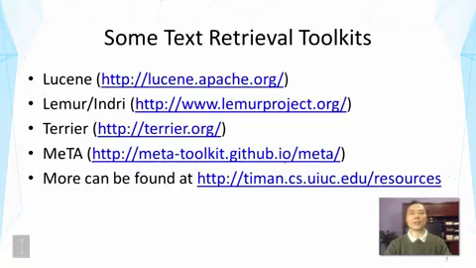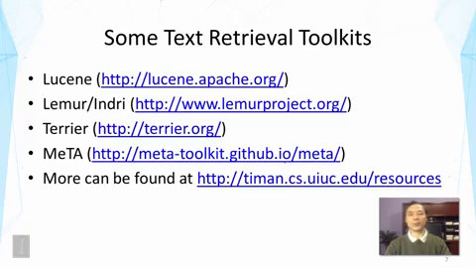So here's a list of some text retrieval toolkits. It's not a complete list. You can find more information at this URL on the bottom. Here I listed 4. Lucene is one of the most popular toolkits that can support a lot of applications, and it has very nice support for applications. You can use it to build a search engine application very quickly. The downside is that it's not that easy to extend it, and the algorithms implemented are also not the most advanced algorithms. Lemur or Indri is another toolkit that does not have such a nice support of applications as Lucene, but it has many advanced search algorithms, and it's also easy to extend.